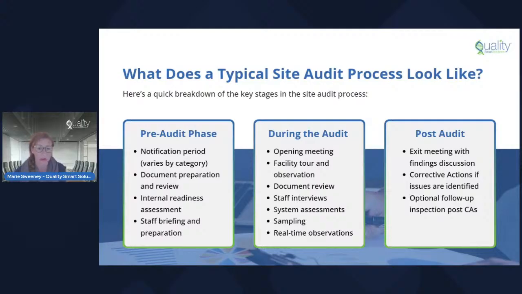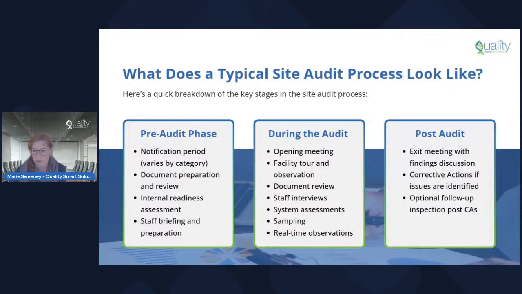Post your audit, usually within 2 weeks of the visit, you will have an exit meeting with your initial inspectors. They are going to discuss any findings, offer some clarification if you require it, and brainstorm with you for corrective actions if any were identified as needed.